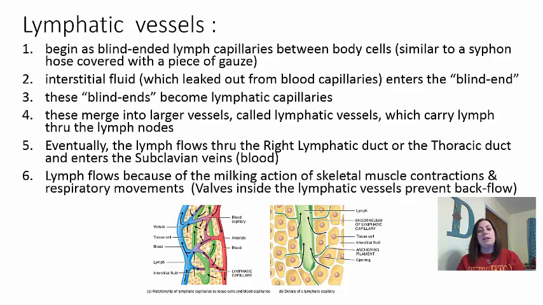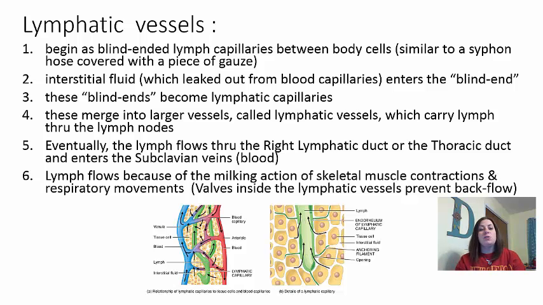So when we look at the lymphatic vessel, they begin as blind-ended lymph capillaries, which you can see here in this picture. These capillaries are between body cells. They are similar to a siphon hose that's covered with a piece of gauze. If you've ever siphoned off gas, you put the hose in the gas tank, and then you actually have to suck until the gas comes out. You get it in your mouth, that sort of thing. Well, what happens here is that these have a filter on it. So it's going to pull fluid, but it's also going to filter what gets to come into the vessel, through that gauze or that filter.